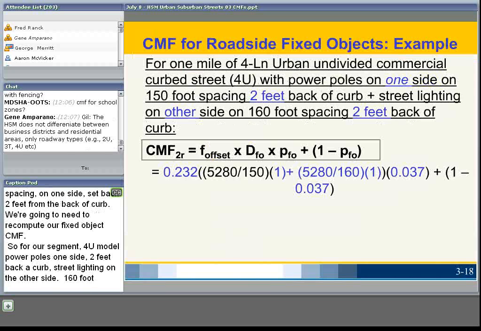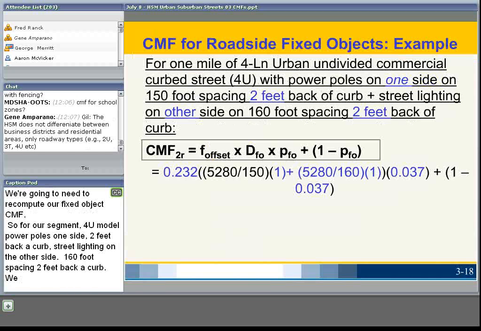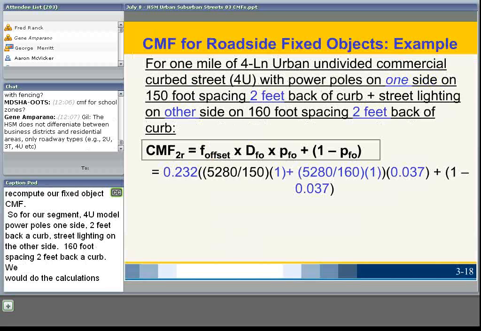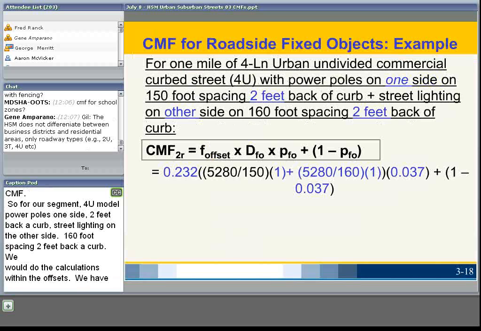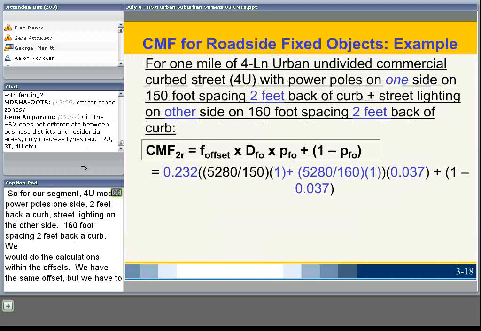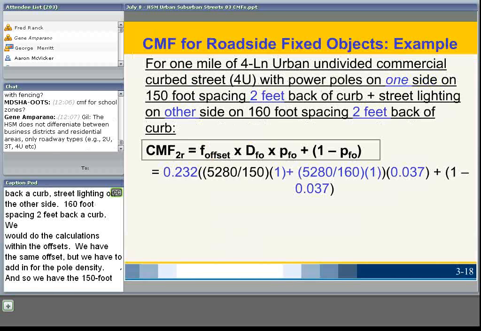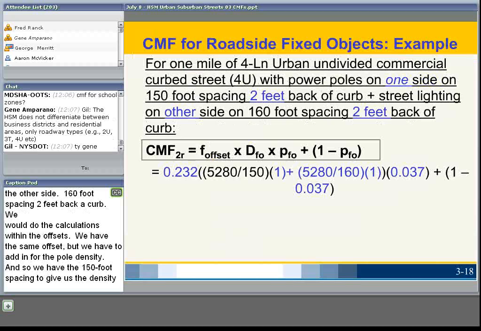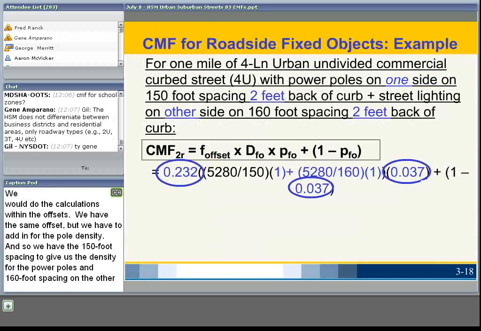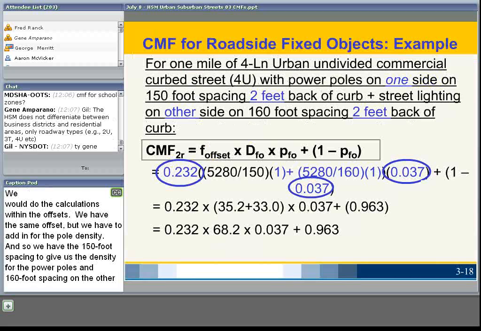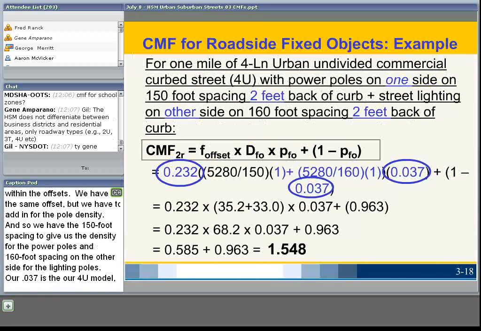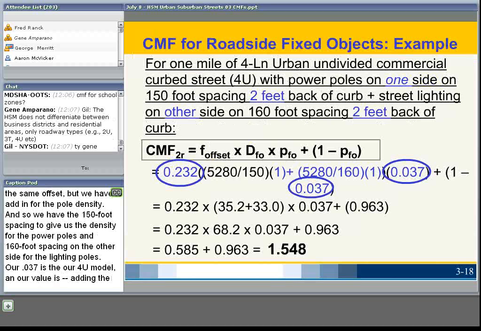So, as an example, we have power poles, 150-foot spacing, 2 feet back of curb, and we're going to add lighting. So our lighting factor, adding in our factors from the table, would be 0.917, or about an 8.3% reduction in total crashes overall, but a much bigger effect on nighttime crashes. However, lighting adds light poles at the 160-foot spacing on one side, set back 2 feet from the back of curb. So we're going to need to recompute our fixed object CMF.